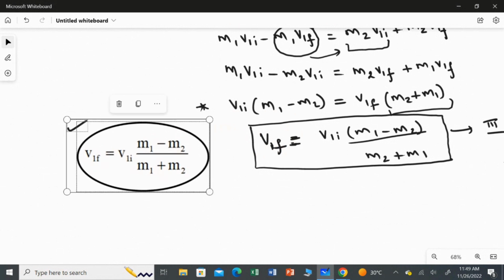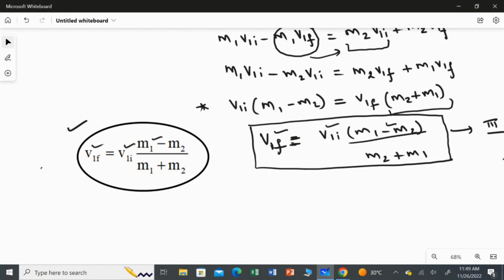So here we have V1 final. Here also we have V1 final, V1 initial, perfect. In the numerator we have m1 minus m2, perfect. In the denominator, we have m1 plus m2. Both are exactly correct. Am I right? So that means our final speed of the first mass is perfectly right.